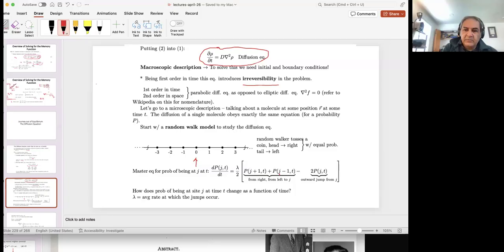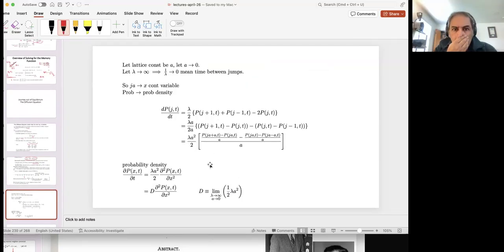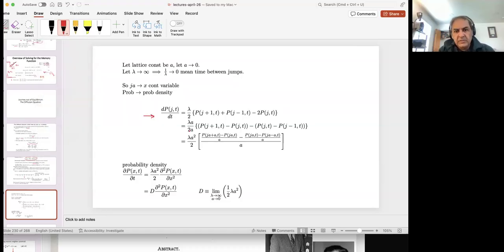Similarly, if you go to p_{j-1}(t) minus p_j(t), that's why there are two p_j's that are negative, and p_{j+1} and p_{j-1} are positive. This takes you here. So this is what we had from the last page. And then what you do is you introduce this a, where this a is the lattice constant.